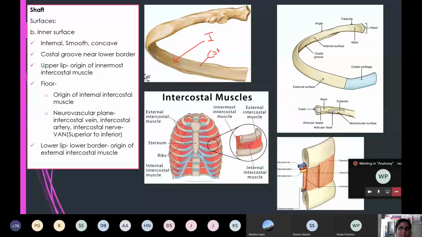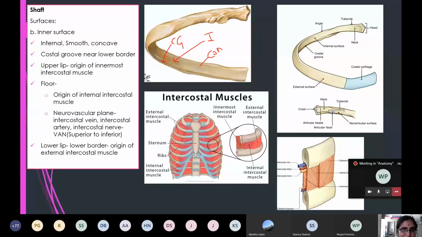Concave. What is the feature here? On the inner surface, near the lower part, there is a presence of the groove. What is the name of this groove? Costal groove. The costal groove lies near the lower border on the inner surface of the rib.